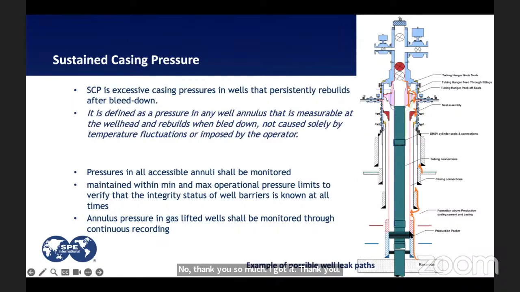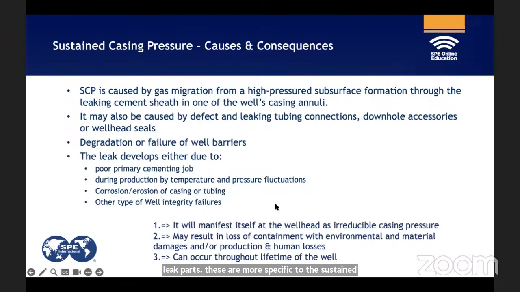So these are some examples of possible leak paths. These are more specific to the sustained casing pressure in the cemented annulus. So what are the causes and consequences? The causes are here. The sustained casing pressure is caused by gas migration from a high pressure subsurface formation through a leaking cement sheath in one of the cement annuli. It could be one or more of the cement annuli. It may also be caused by defective and leaking tubing connections, downhole accessories, or wellhead seals.